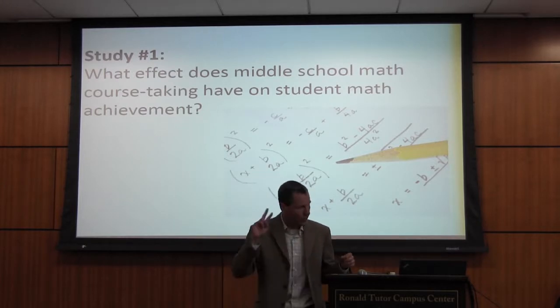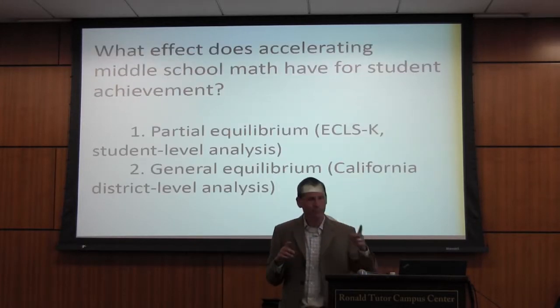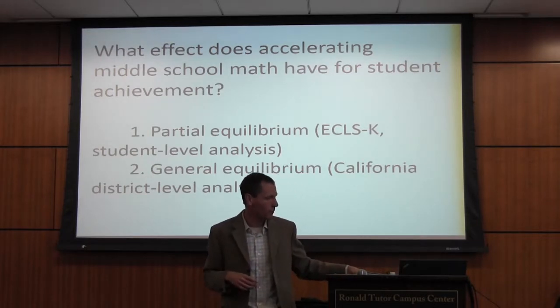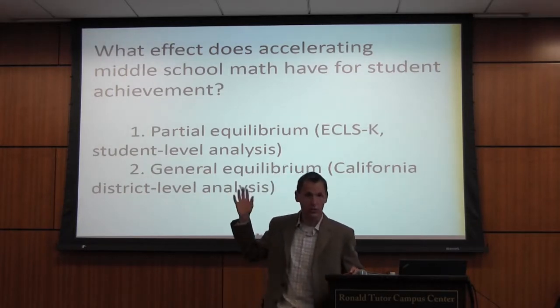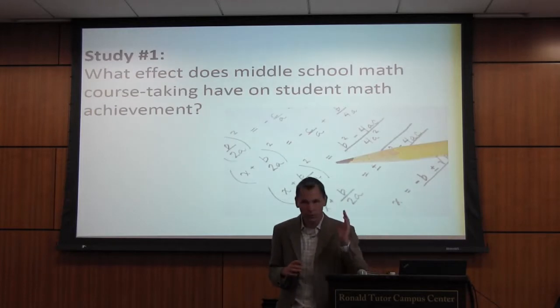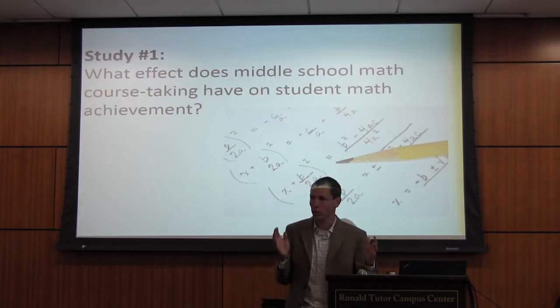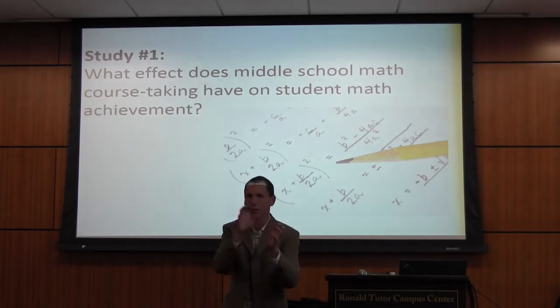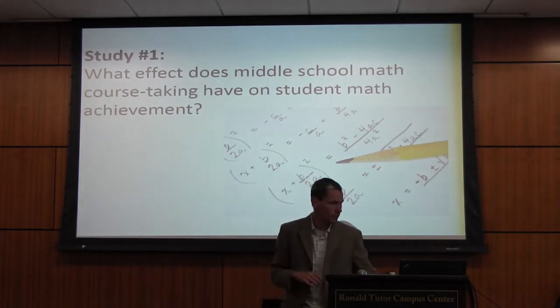Okay, so first let's talk about this partial equilibrium question, the individual student. So, go back here for a second. I'm going to try to tell you about two studies. I'm going to try to keep an eye on time that address these two questions separately. The first one is the partial equilibrium question, move a student from grade level math to algebra, and what's the effect on their achievement.